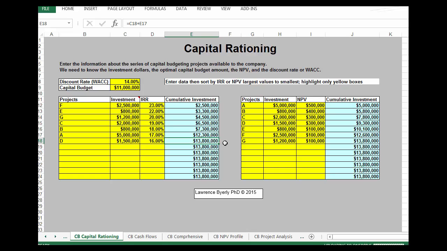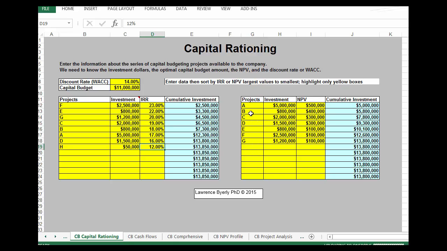Now, if we had another project, let's put a project H in here. Project H costs, let's just make it something small, $50,000. But project H had an internal rate of return of 12%. We would see that 12% is less than the discount rate. So 13.8 is still our optimal. We wouldn't want to do this project because 12 is less than 14.